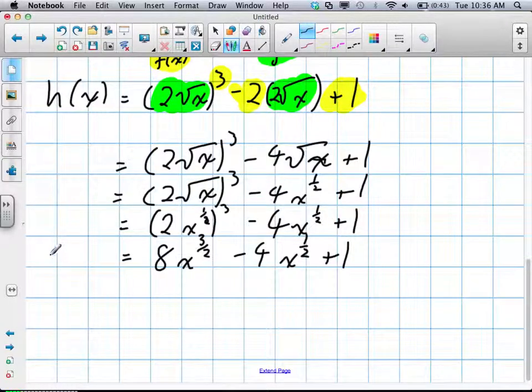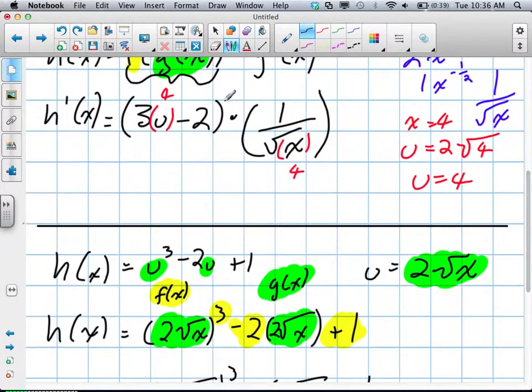Okay. I'm still working with h of x. I've just plugged in my value of x, or 2 root x. And then we can go about solving it this way. We can find the derivative of this, and we'll eventually get the same answer. The only difference is we didn't really simplify this one. We left it the way it is, and this is an easy way to go about doing it.